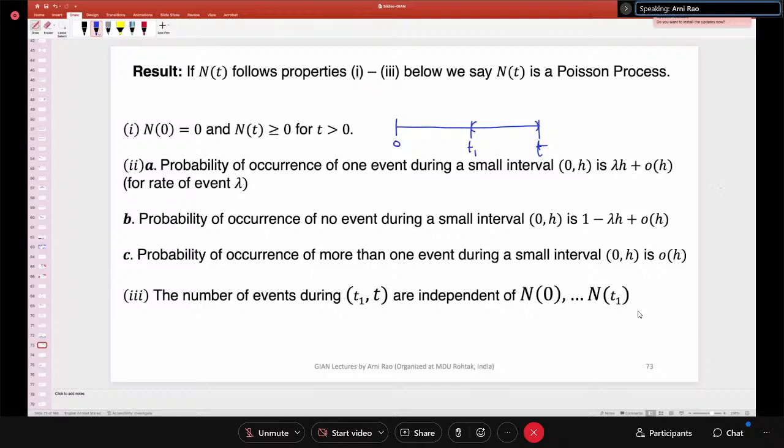First lambda h, then for no event 1 minus lambda h, and then more than one event is order of h, negligible. And then the number of events during this interval are independent of N0 and T1. N0 stands for the number of events at 0, and so on, and the events during this interval are independent of these previous events.